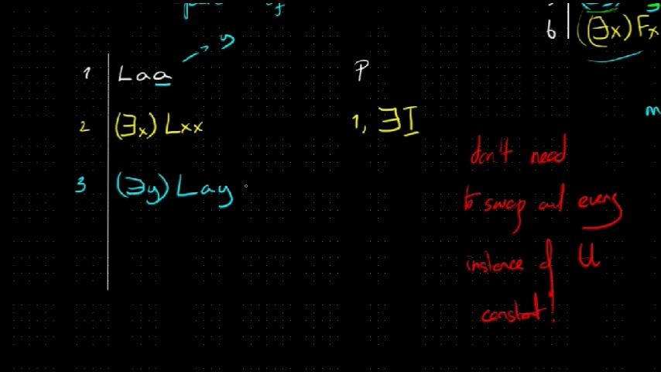So here we just have there's something such that A has property L to that something. Now it turns out that in this case the something that A has property L to is A, right? It has it towards itself, but it's nonetheless true that A has property L to something.